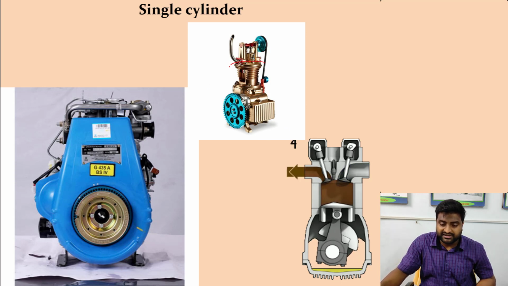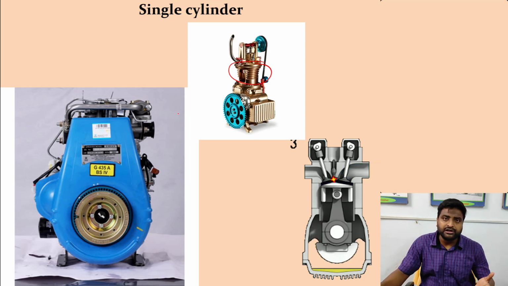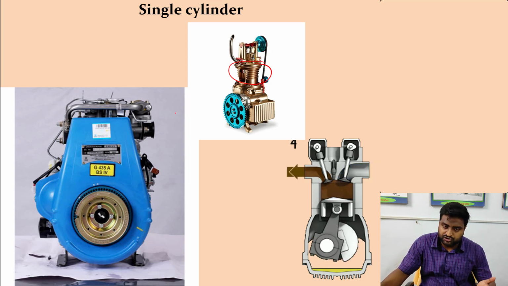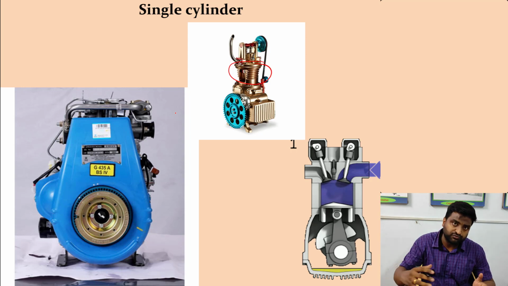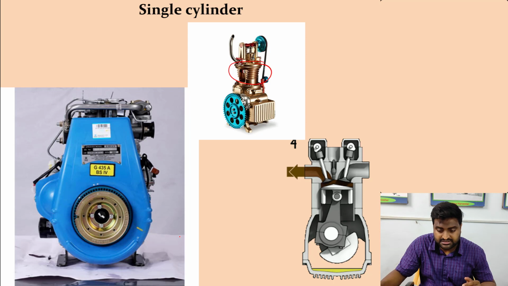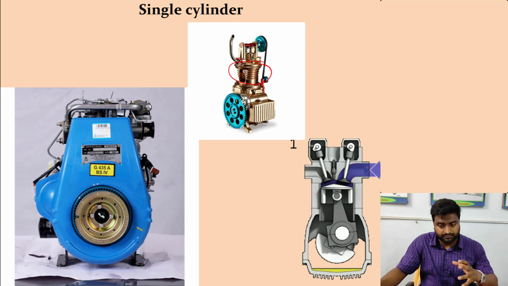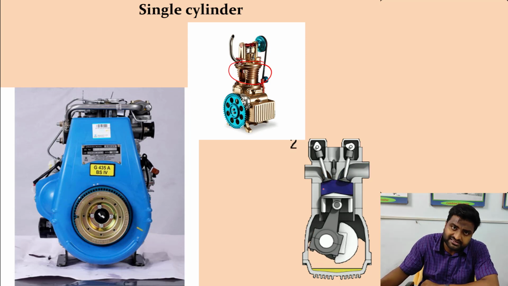Okay. So the best example, I guess, you all have seen in the agricultural field. The pump motor is used, the agricultural motor is used for pumping the water, right? So these are all single cylinder engines, right? Again, the sprayer is there, in which the engine is used. So there is again a single cylinder engine.